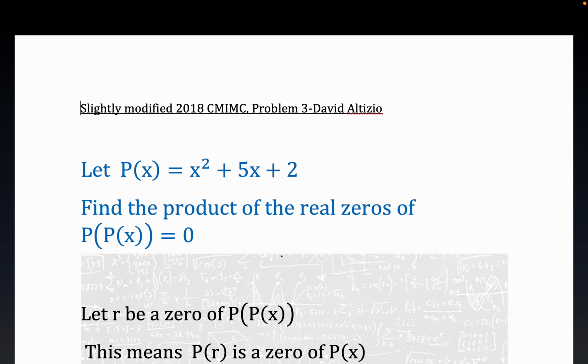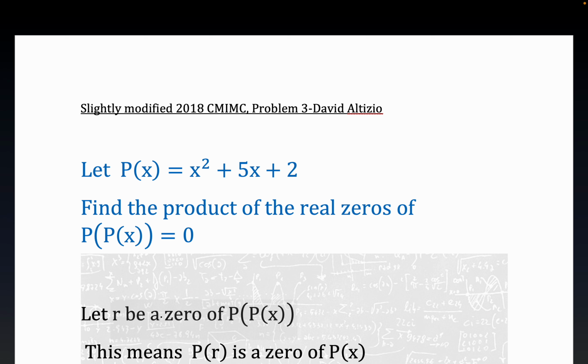I think this comes from a Chicago math competition. We're supposed to find the product of the composition of this quadratic polynomial with itself, okay? Now, again, the product of the zeros of the polynomial would just be 2, trivially, but we're supposed to find the product of the real zeros of the function composed with itself.